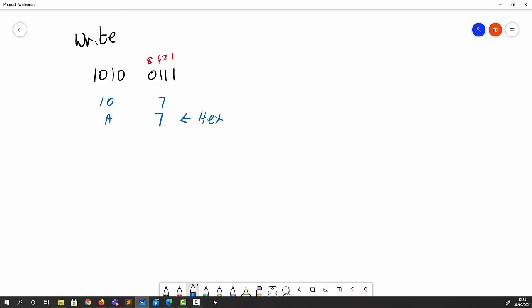But whilst we're here, we've got 10 here, but these are the 16s columns, aren't they? So 10 times 16 is 160. And we've got a 7. So in decimal, that is equal to 167 decimal. So just look at that. We've got binary at the top here. We've got hexadecimal in the middle here. And we've got decimal at the bottom.